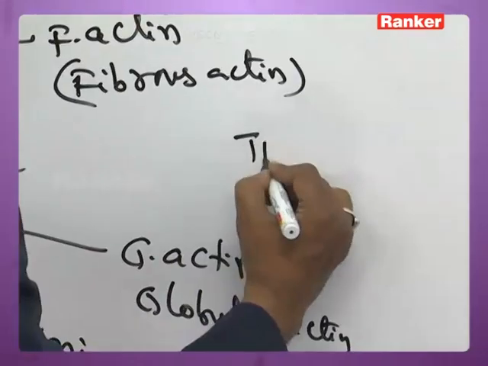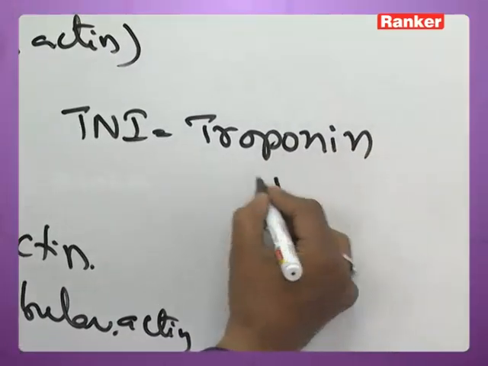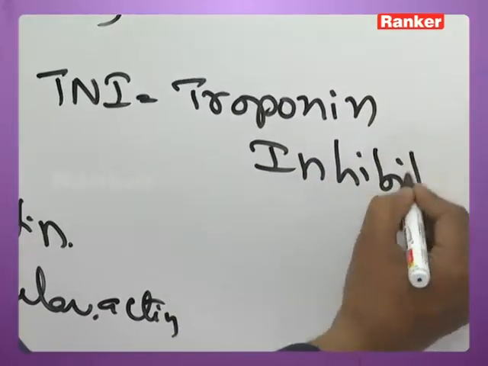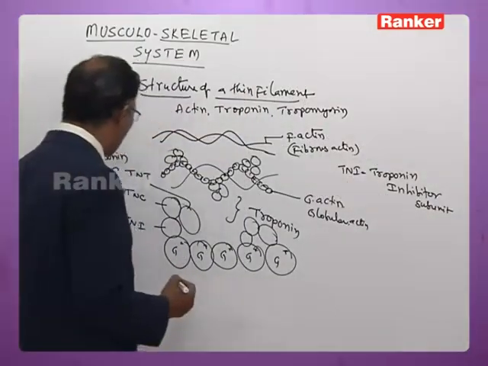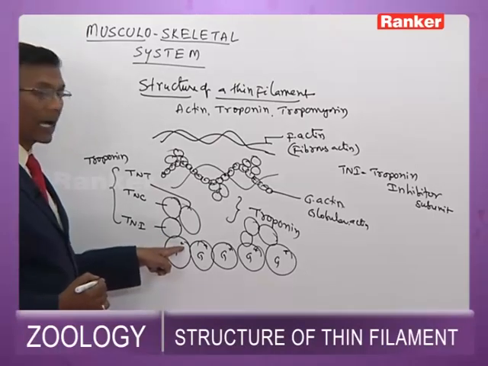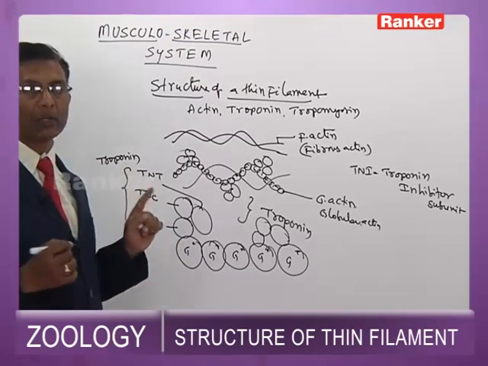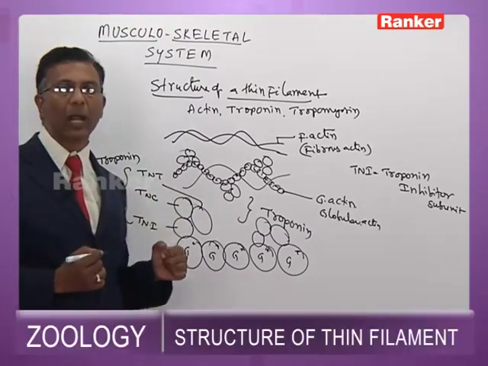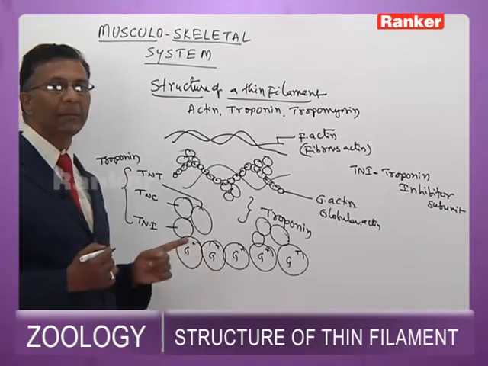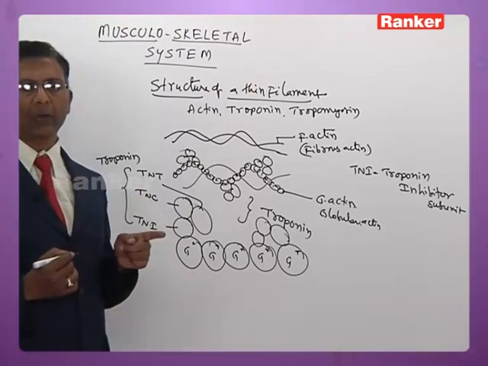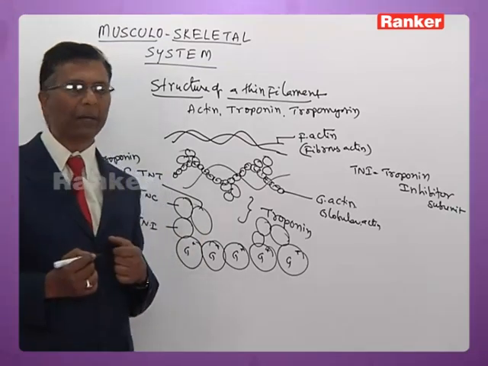Troponin inhibitor subunit. TNI stands for troponin inhibitor subunit. This particular thing conceals the binding site of G-actin and doesn't allow the G-actin to interact with the myosin when the muscle is at rest. That's why it is known as the inhibitor subunit. I shall repeat once again. This TNI conceals the binding site of G-actin and doesn't allow the G-actin to combine with the myosin when the muscle is at rest. That's why it is referred to as inhibitor subunit.